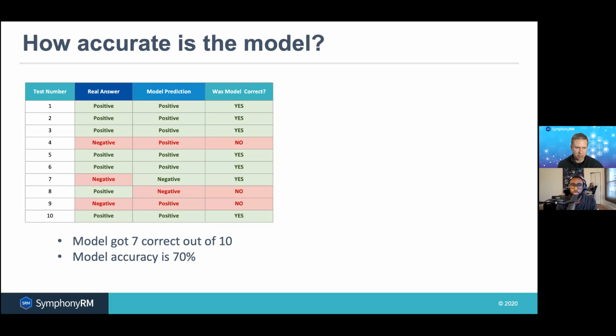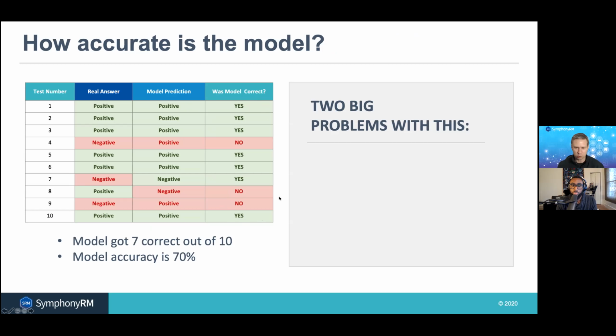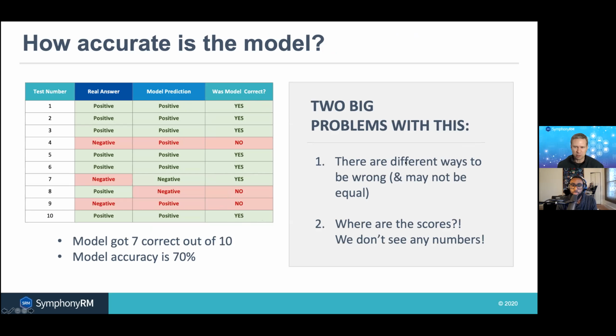So now let's build upon that. The first thing we could say is, well, how accurate is the model? If we took a simple, cursory view, we could just count up the yeses and nos in our "was the model correct" column and come up with an accuracy metric. We could say it got 7 out of 10 correct, and that the model accuracy is 70%. Now, there are 2 big problems with this. The first is that there are different ways to be wrong, and they may not be equal, and we're going to break those down. The second thing you might be wondering is, where are the scores? We know machine learning is all about math, and we expect numbers. So why aren't we seeing any scores or numeric values? And we'll show you how that's going to go too.